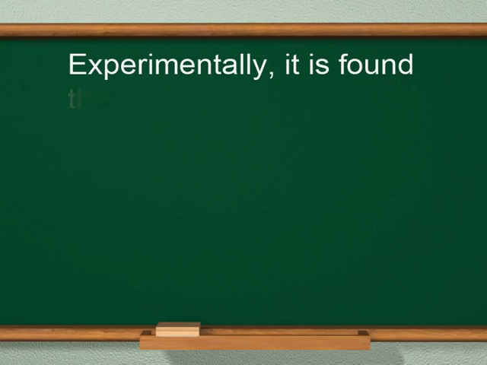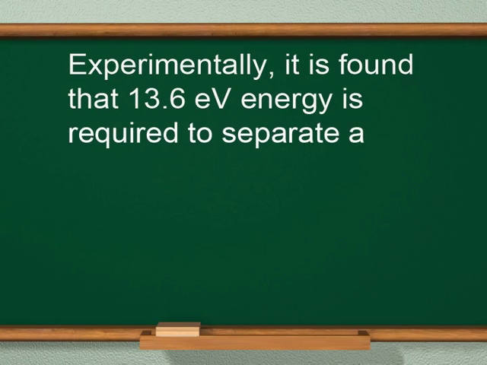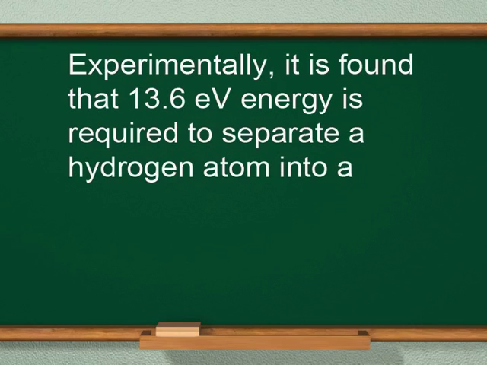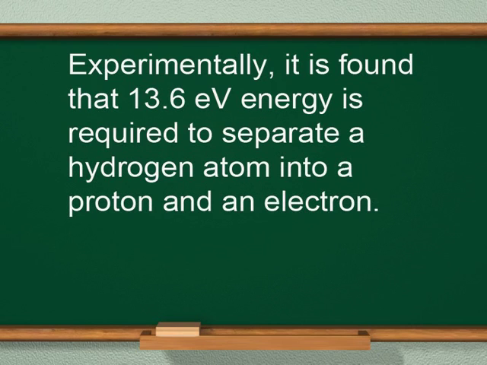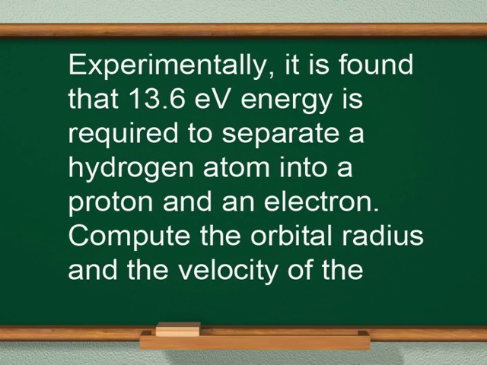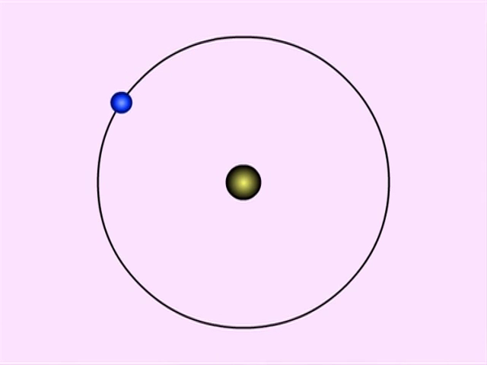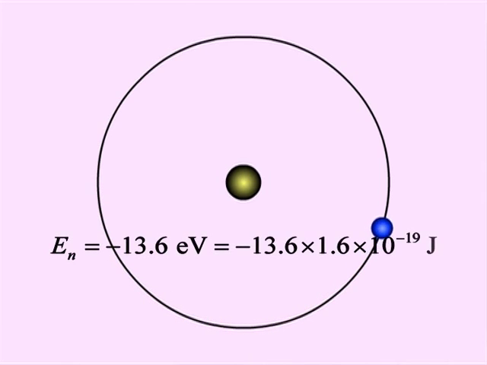Experimentally, it is found that 13.6 electron volt energy is required to separate a hydrogen atom into a proton and an electron. Compute the orbital radius and the velocity of the electron in a hydrogen atom. Total energy of the electron in hydrogen atom is minus 13.6 electron volt. This is equal to minus 2.2 into 10 to the power minus 18 joule.